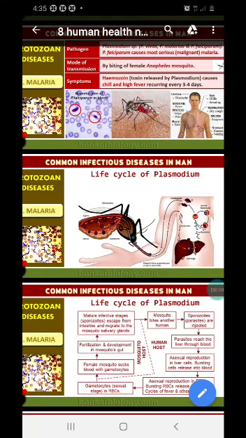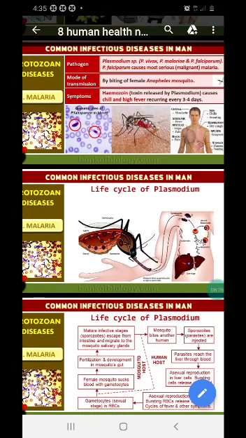Next, we are going to see about malaria. How do we get malaria, children? When I ask you, you may directly say by the bite of mosquito. But the mosquito only is a carrier, right? It will carry the pathogens. Which is the pathogen now? It is the protozoan called Plasmodium.